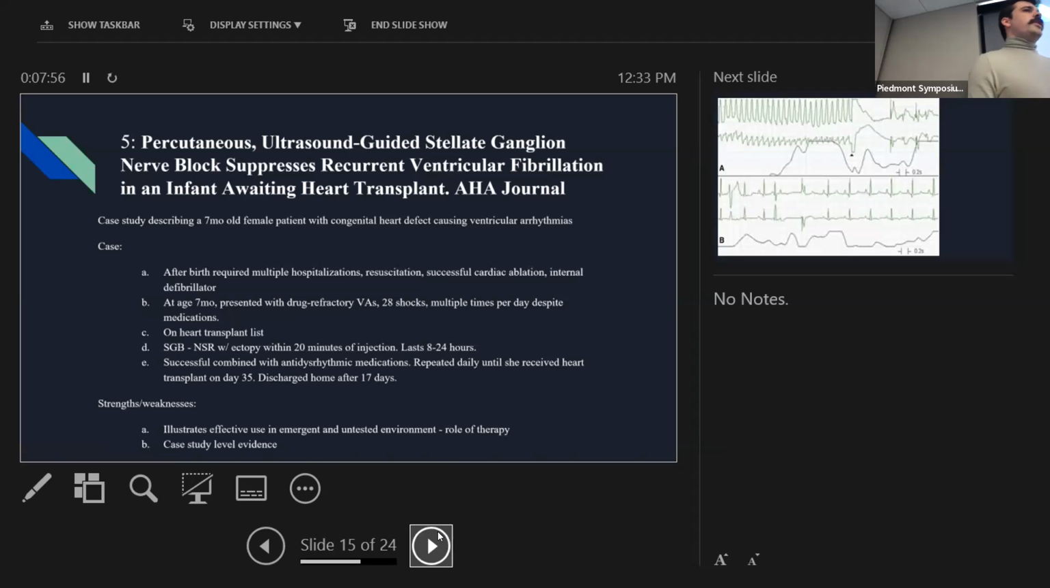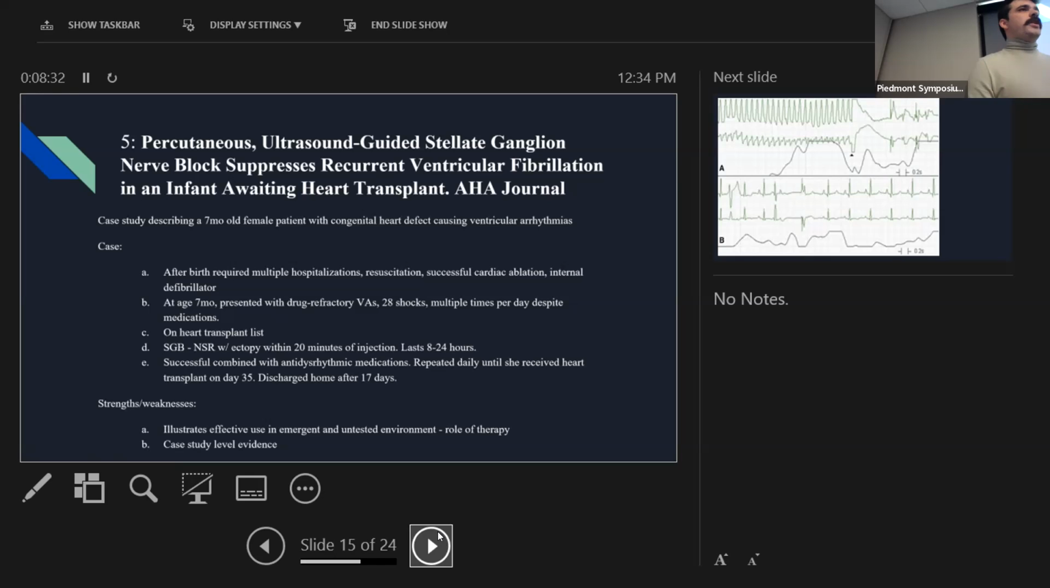My last article is a case study published in the AHA detailing a 7-month-old female patient who was born with congenital heart defects that was causing electrical storm. So after birth, she required resuscitations, multiple hospitalizations. She had a cardiac ablation and had an internal defibrillator implanted. However, at 7 months old, she had recurrent electrical storm that was not being controlled with medications or the defibrillator. And she was on a heart transplant list. She was a candidate to get a heart transplant.